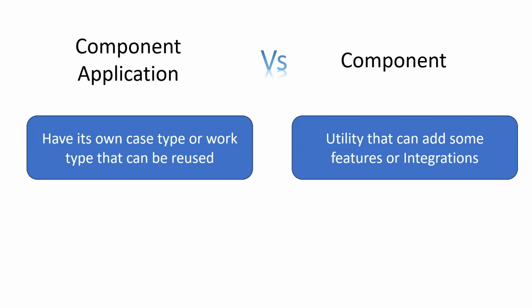But a component serves as a utility that can add some features or integrations. A component cannot hold any kind of case types. It is just some libraries and functions that can add some features. So this is the main difference. If you want to reuse case types, go with a component application. If you want to reuse just some libraries and functions or some kind of integrations, you can always go with a component by using the necessary rule sets.